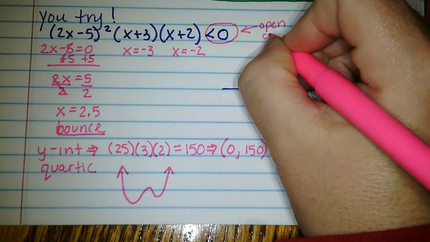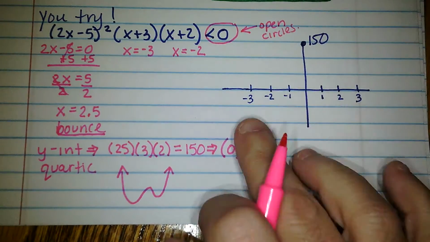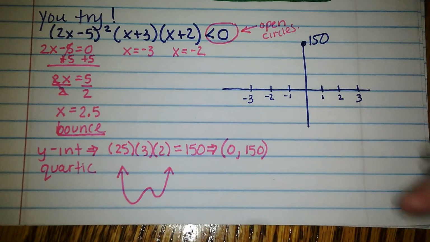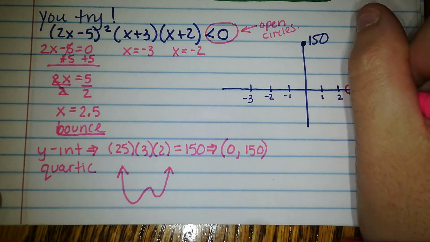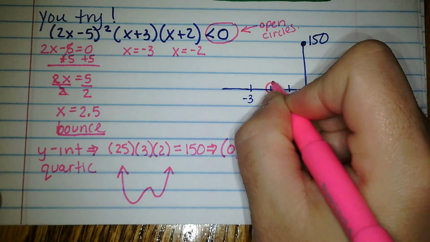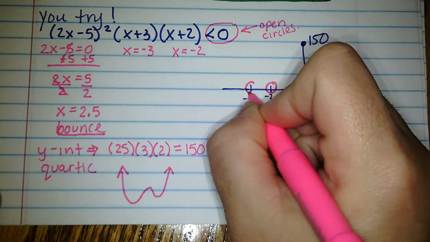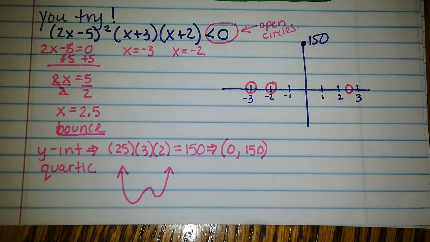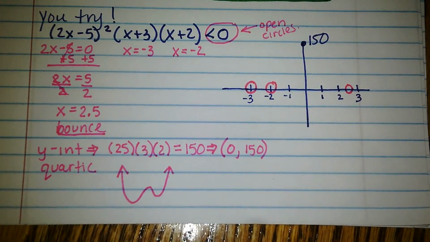So make sure that you are making open circles on your sketch, that at 2.5 you have an open circle. At -2 you have an open circle. At -3 you have an open circle. We also need to make sure we pass through 150, which is good.